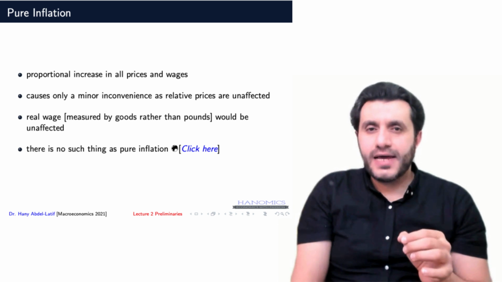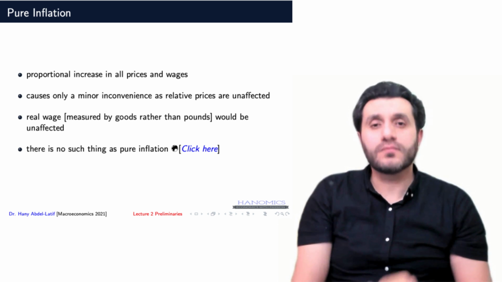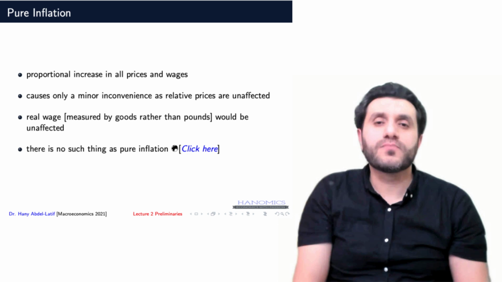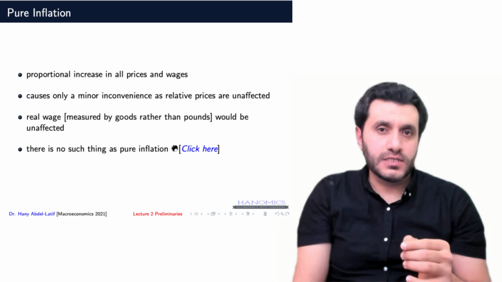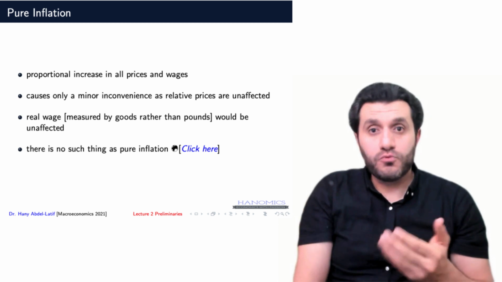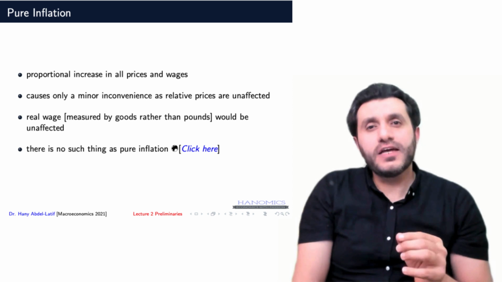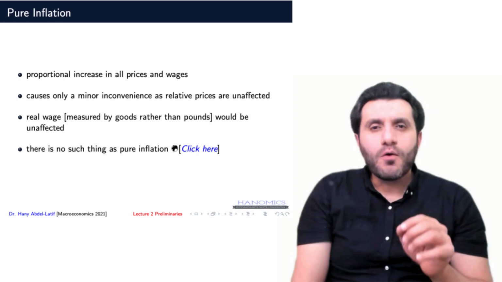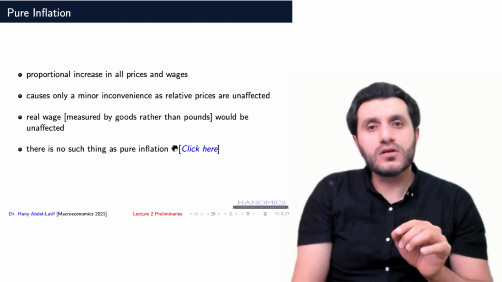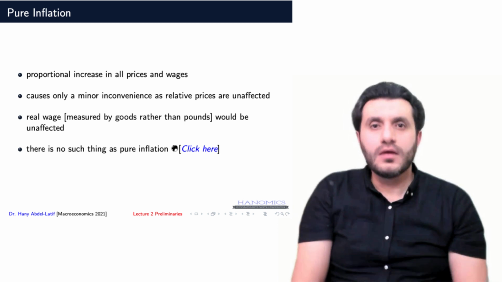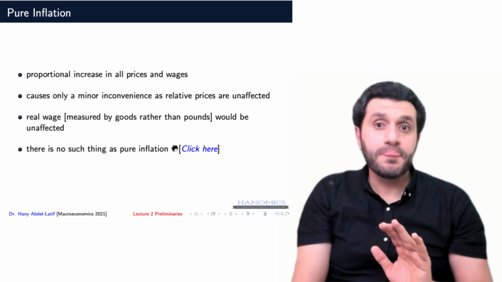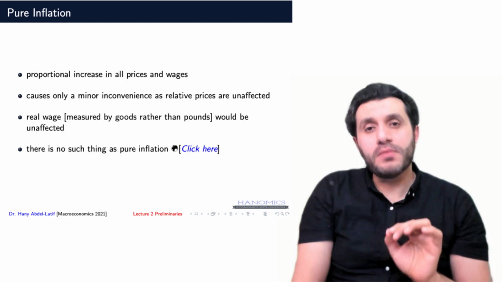Think of real wages as an example to clarify this point further. Real wages are wages measured in terms of goods rather than in pounds. If an inflation rate of 5% meant that prices and salaries increased by 5%, so real wages would be unaffected, inflation would not be a big issue. However, there is no such thing as pure inflation in real life, and policymakers need to keep inflation under control. During periods of inflation, not all prices and wages rise proportionately, and inflation therefore leads to many distortions.